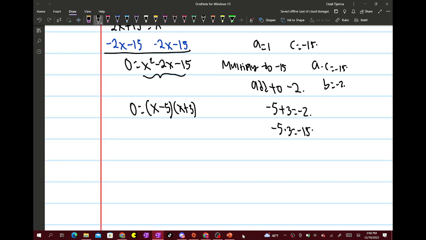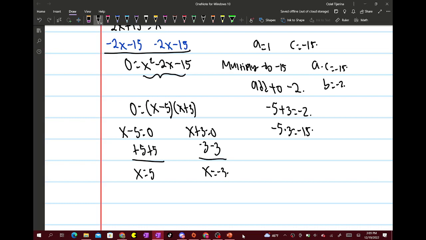So then, because this has a leading coefficient of 1, because a is equal to 1 here, you just have to put x minus 5 and then x plus 3 equals 0. So then, solving those for x, you do the zero product property. So add 5 to both sides, you get x is equal to 5, and then x plus 3 equals 0. You subtract 3 on both sides, you get x equals negative 3.